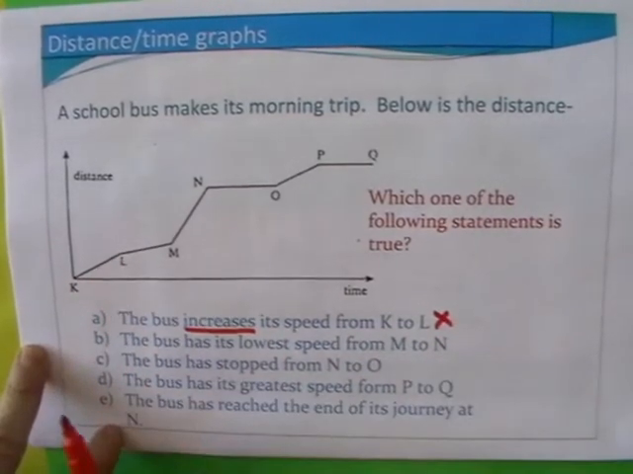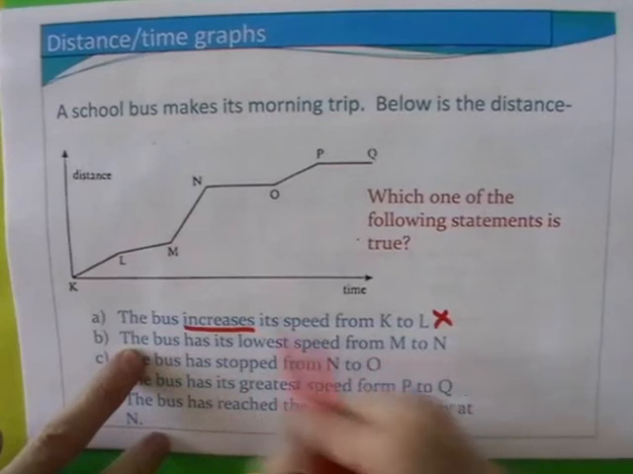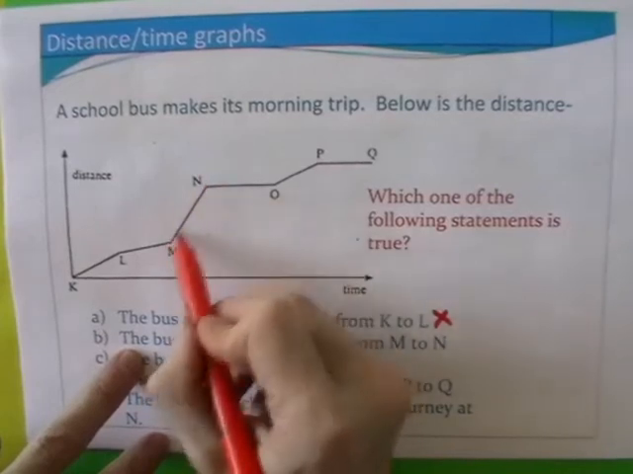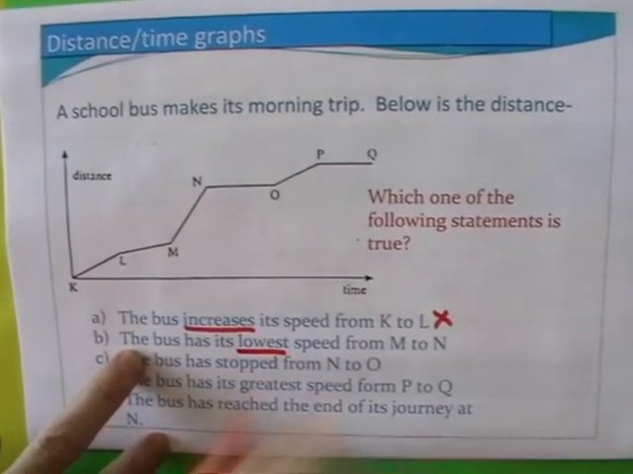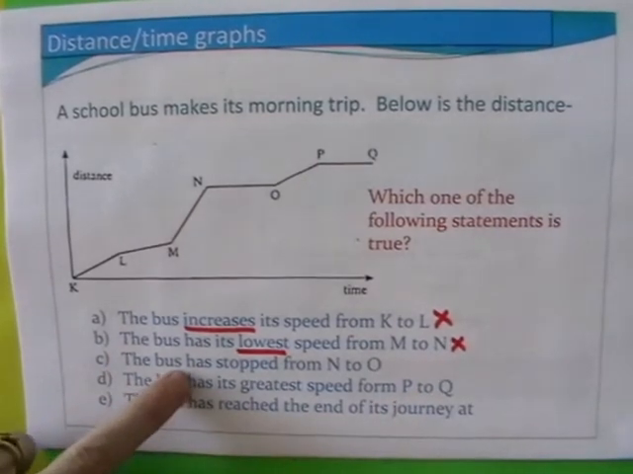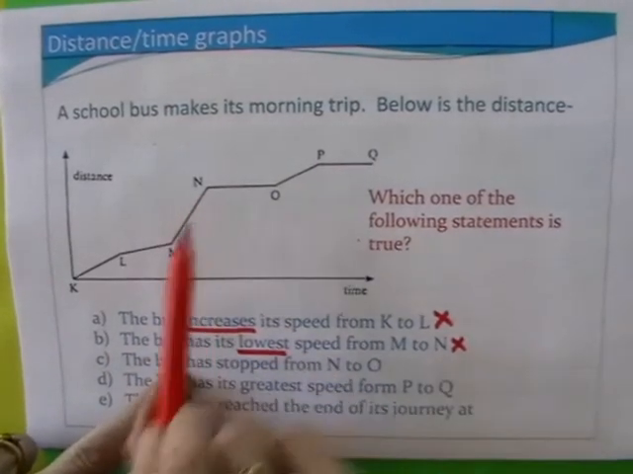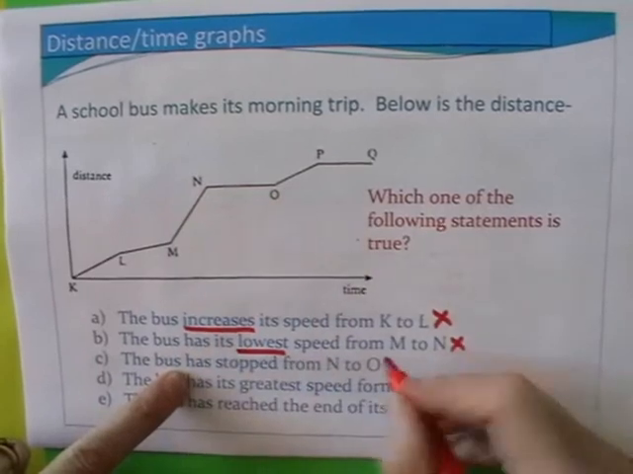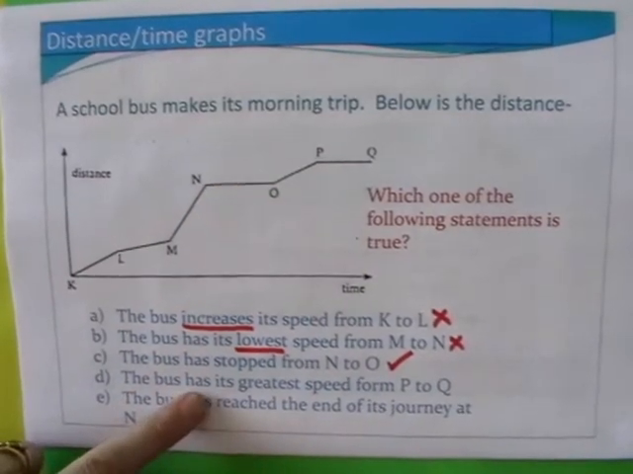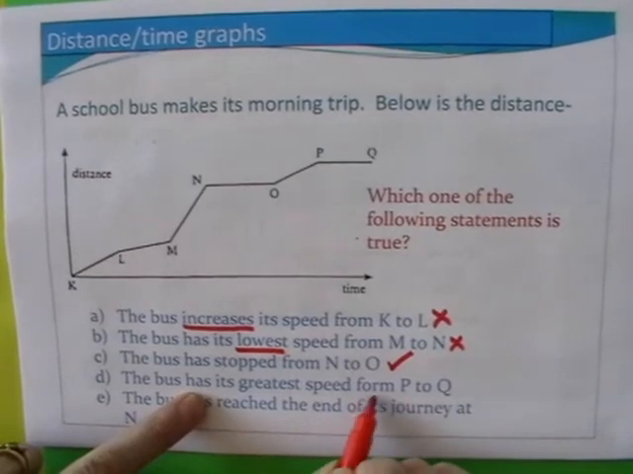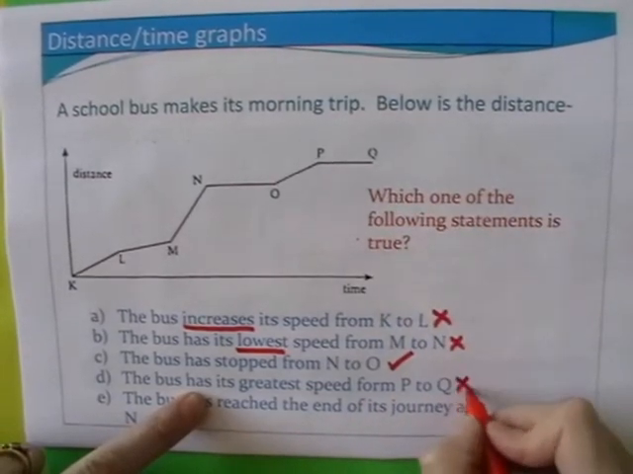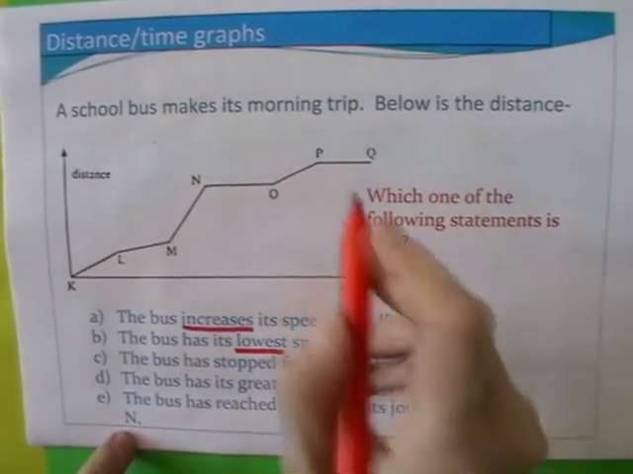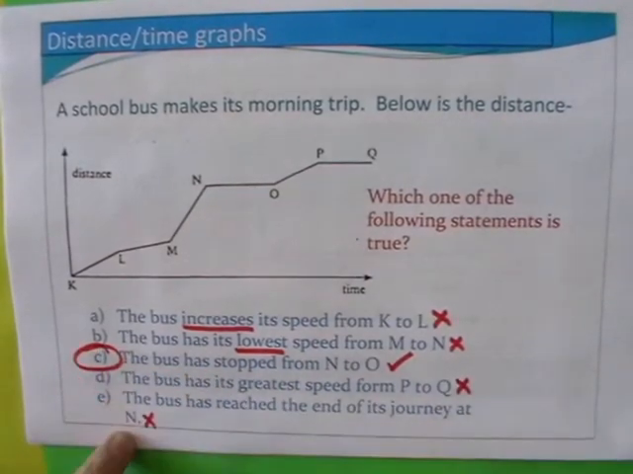It doesn't increase its speed, it's got a constant speed. The bus has its lowest speed from M to N. Again, you can see there a nice constant line, constant velocity, but this is much steeper than that, so it's definitely not its lowest speed, so that's not true either. The bus has stopped from N to O, and you can see from here to here the distance isn't increasing any further, so that's definitely true. The bus is its greatest speed, that should say from P to Q. P to Q is at rest, so that's not true. And the bus has reached the end of its journey at N is not true because it then continues to move a bit further. So the answer there is C.